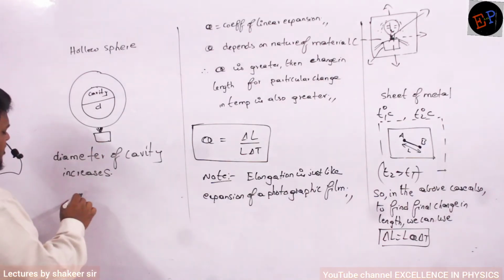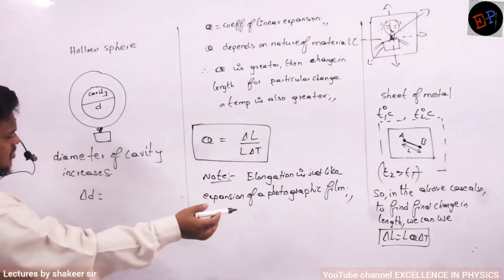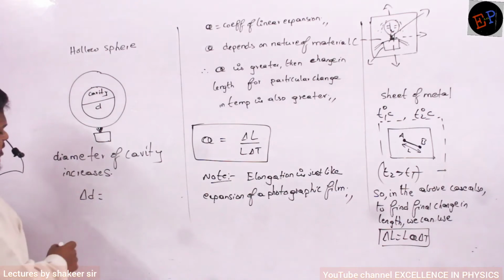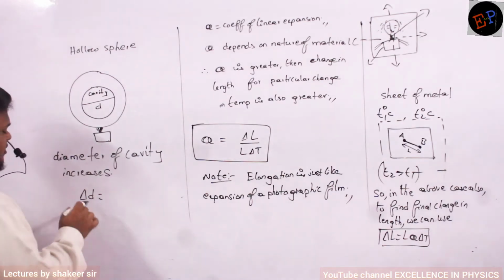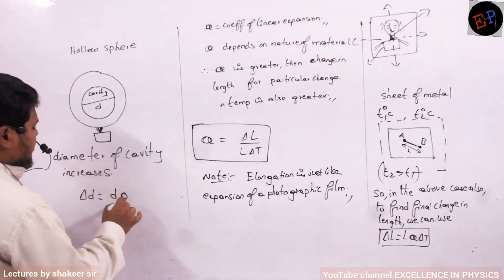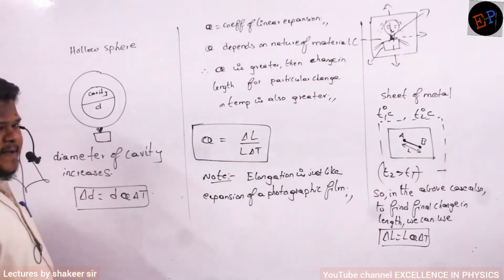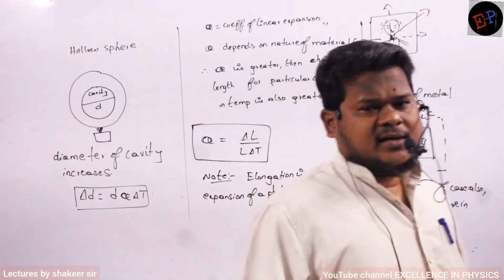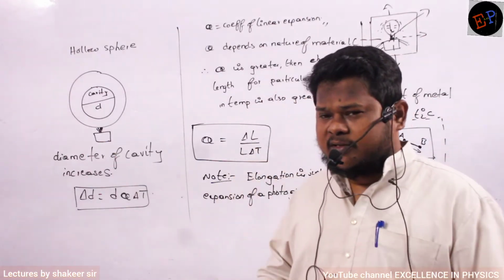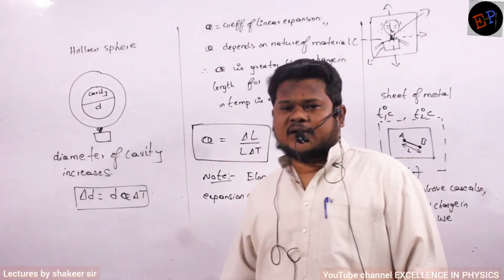So to find out the change in diameter, again can't I use the same relation? So delta L is equals to L alpha delta T. So delta D is equals to D alpha delta T. Definitely I can use this relation. Because diameter is area or it's only length only? Diameter is length only, no? So definitely you can use the relation for length.